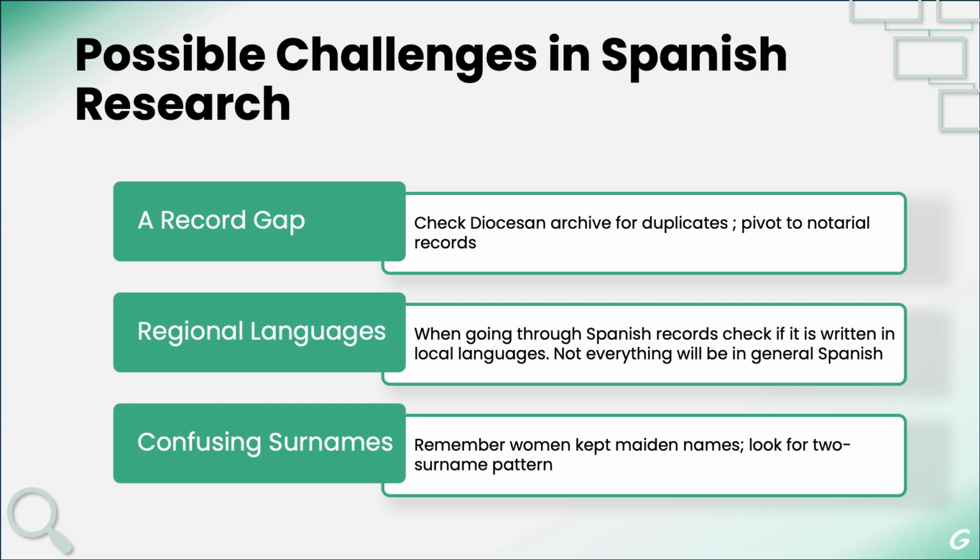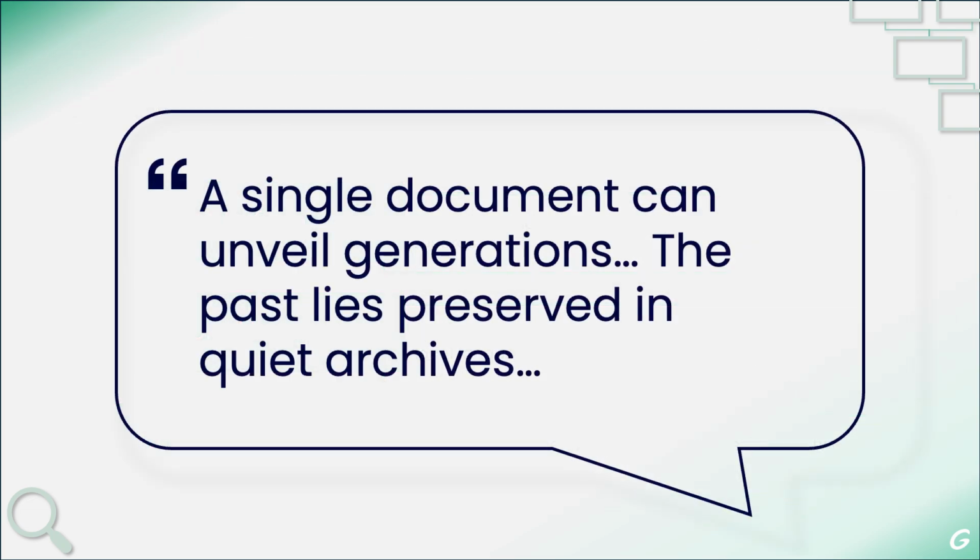And finally, confusing surnames. Just remember this huge advantage we have in Spanish research. Women kept their maiden names. This makes tracking the mother's line so much easier than in other cultures. So as you get ready to begin your own research, just remember this. A single piece of paper, sitting in a quiet archive, can literally unveil generations of your family. The past isn't gone. It's preserved, and it's just waiting for you to discover it.